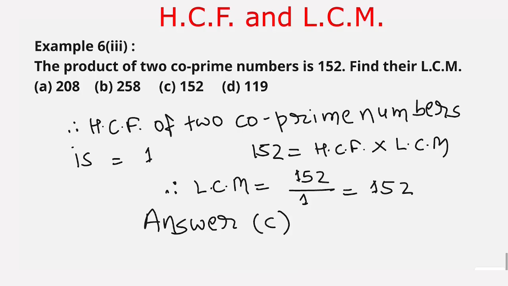Here the product of two co-prime numbers is given to us and we have to find their LCM. LCM must be equal to their product because co-prime numbers do not have any common factor other than 1. So LCM will be the product of those two numbers, and here that number is 152. So our answer is 152. Keep in mind this property. We go to the next point.